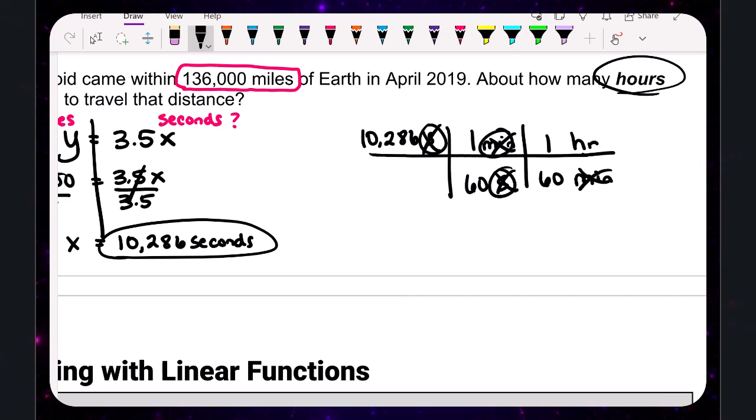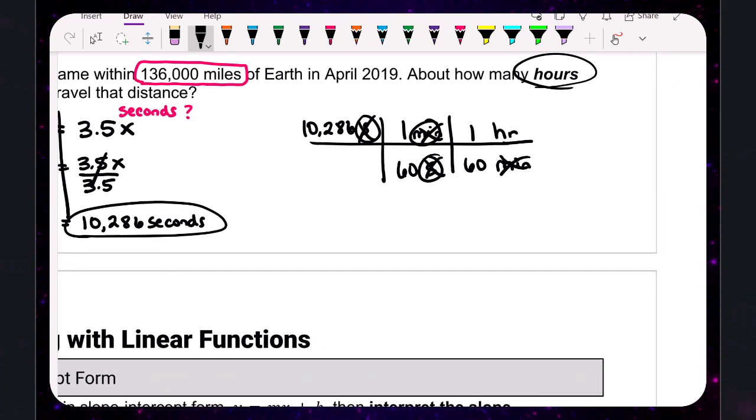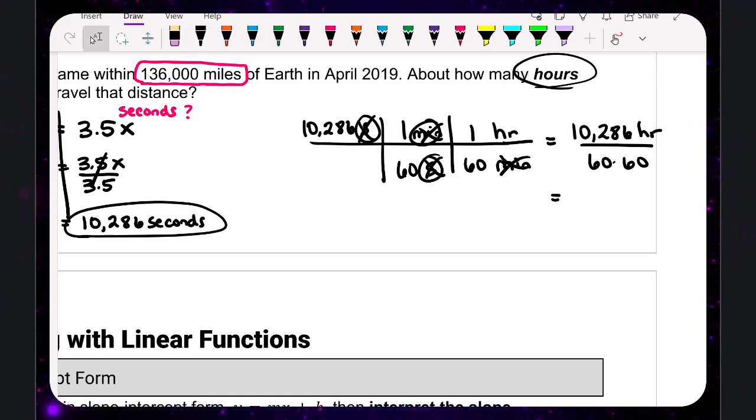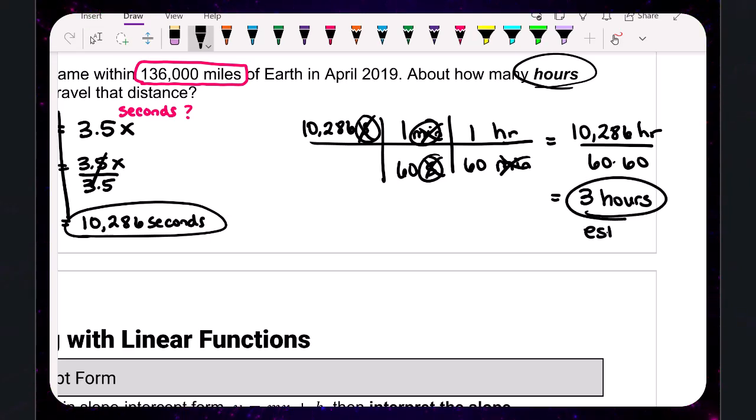So now that minutes are canceled out, I'm going to get my final answer. Make sure that you multiply everything on top and everything on the bottom. So we're going to type that in our calculator. Make sure you put parentheses around 60 times 60. So you get the right answer, and that's going to be about 3, oh, hold on, I can't see it. It's going to be about 3 hours. And that is an estimate.